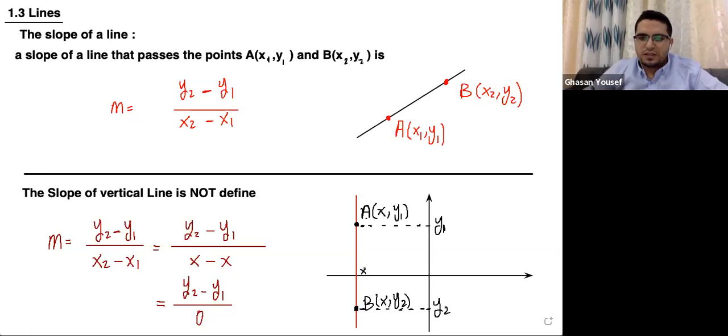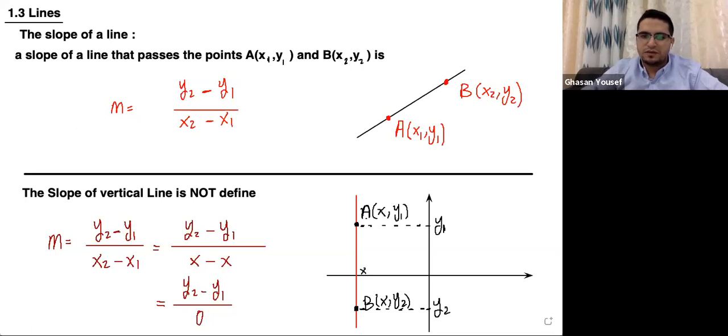Here I get the question, does this same rule apply to the horizontal line, correct? Yes, we're applying the same rules, but for the horizontal line, the slope is defined and it has a value.